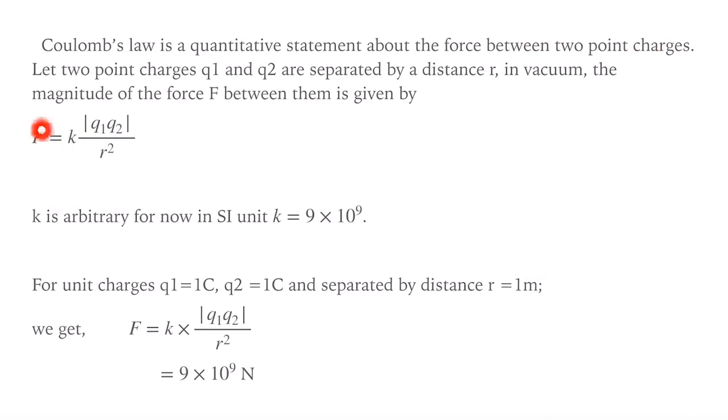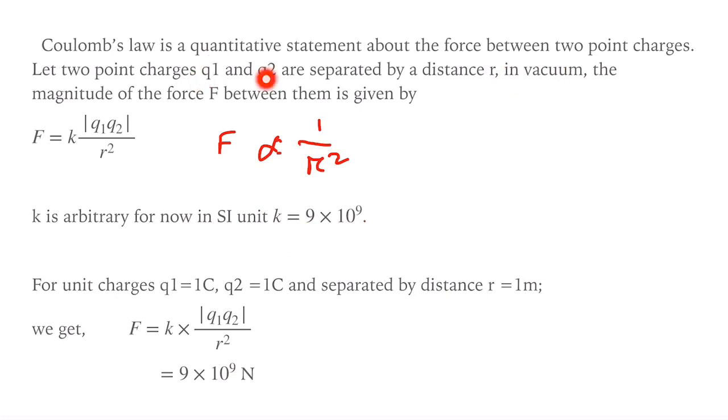Now here we can say that F is inversely proportional to r square. Here K is a constant, and let us say that K is arbitrary for now. We are not defining K right now. In SI units, K is given as 9 into 10 to the power 9. We are considering vacuum here, so we will take 9 into 10 to the power 9.